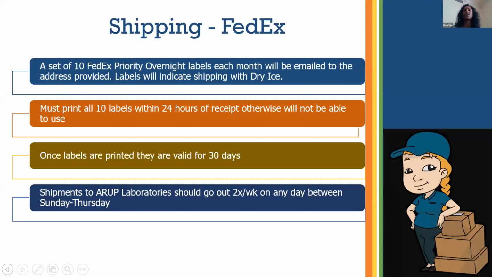And then shipments should be sent to ARUP Laboratories twice a week. You can ship on any day between Sunday and Thursday. That allows the lab to receive the samples only Monday through Friday. And I'm sure each of you knows how FedEx works at your site. So just make sure you know what the FedEx pickup times are, what their cutoff times are.